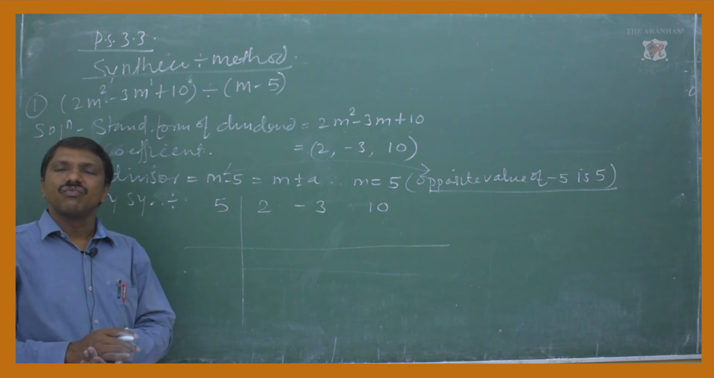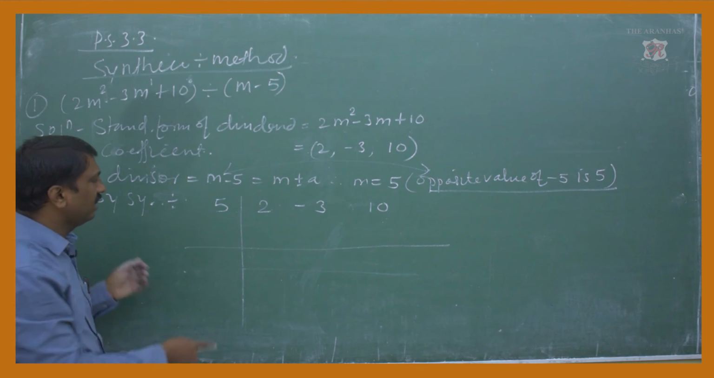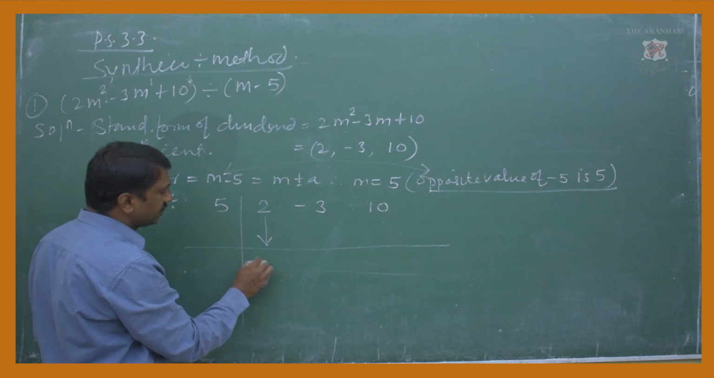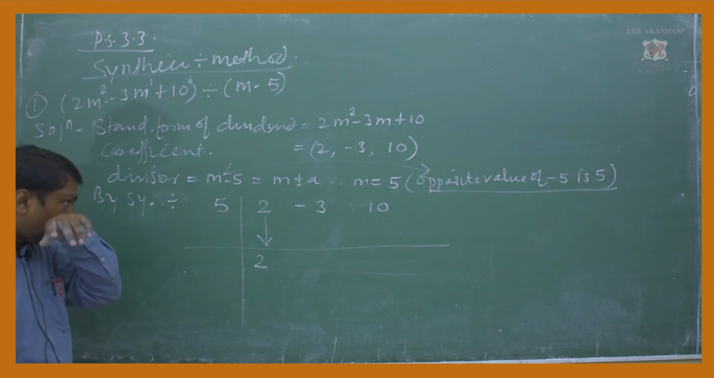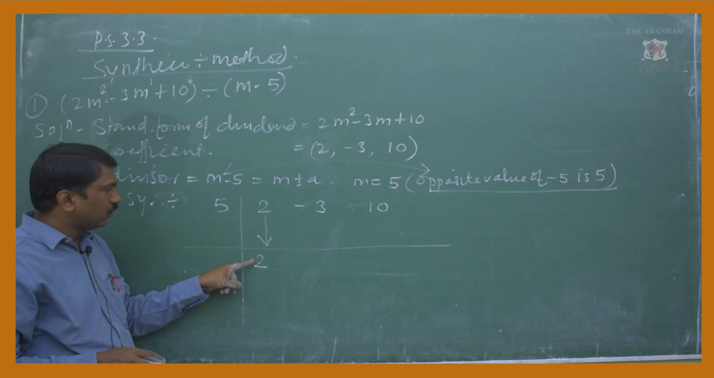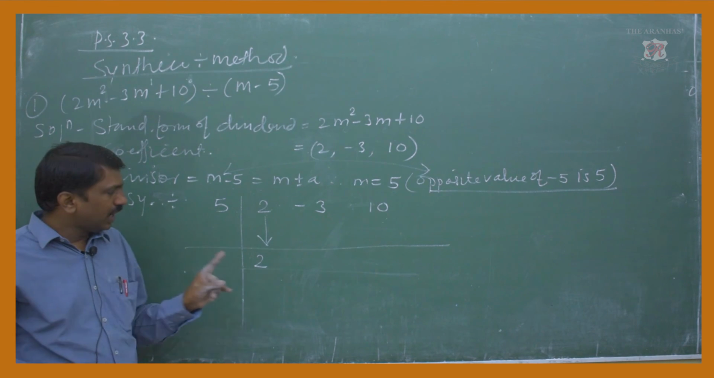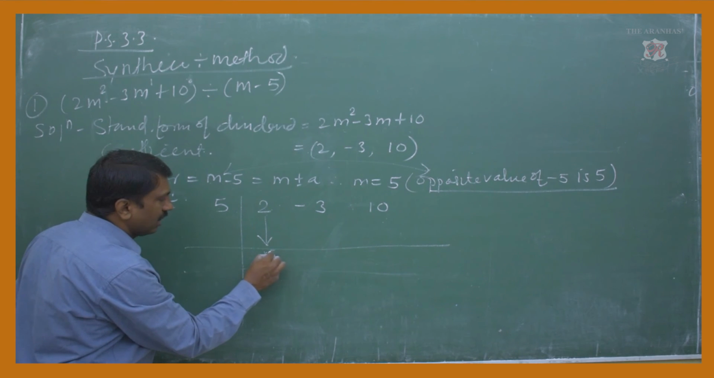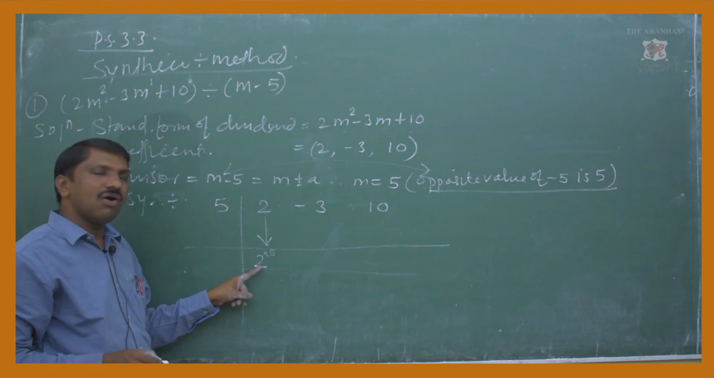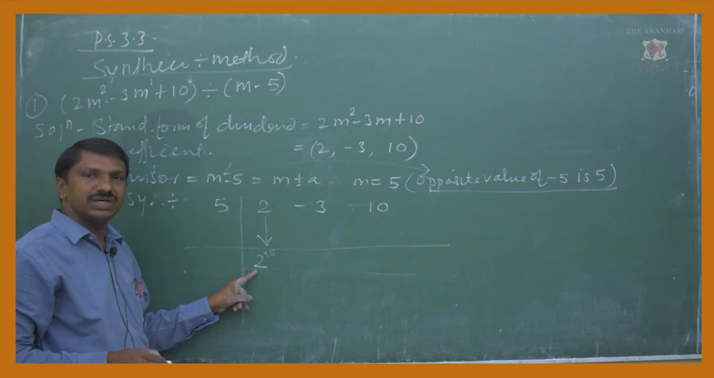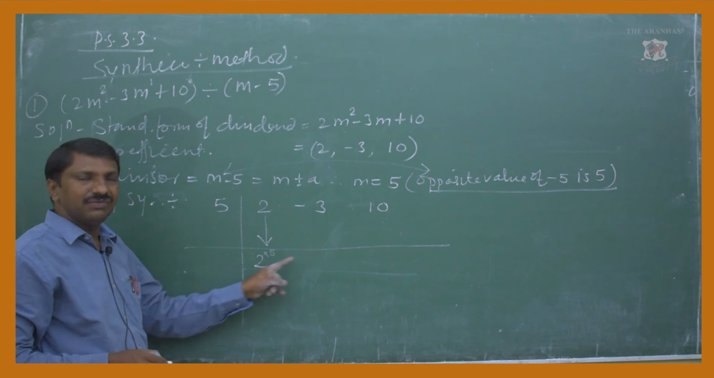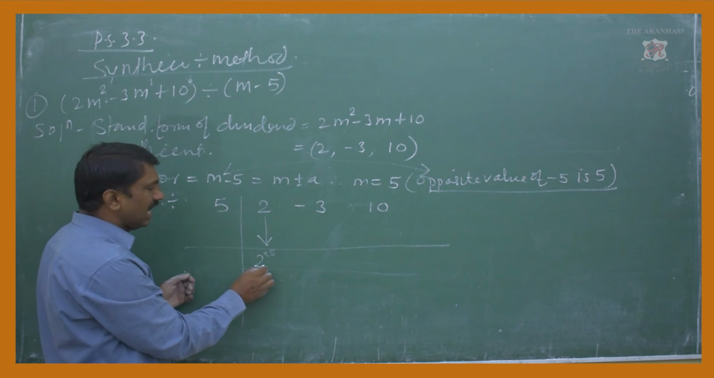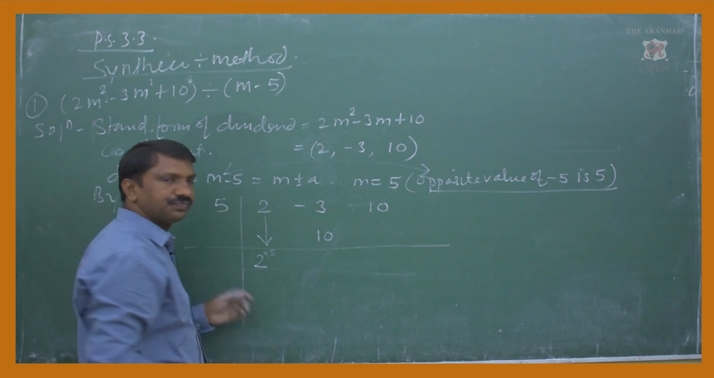We have to now simplify. What is the way? First, show the arrows. What is the first coefficient? 2, so write it as it is. Now what we have to do is multiply that 2 with 5. You can do this calculation with the help of a pencil: write 5 here, which is the divisor. Always the divisor is multiplied with whatever result you get. 2 fives are 10, so this answer 10 has to be written here.